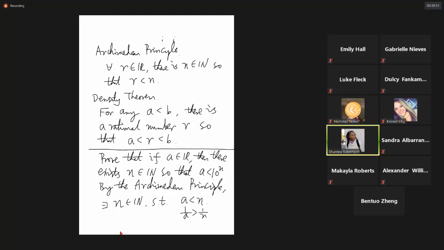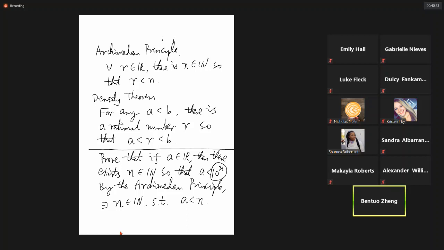Is that correct? But the thing is that we want to prove this: A is less than 10 to the nth power. Okay, yeah, I didn't know that was a 10. I thought that was like a 0 to the N or something. I didn't see that 1 in front of it. So yeah, you'll take that 10 to the N and make that greater than 1 over A.